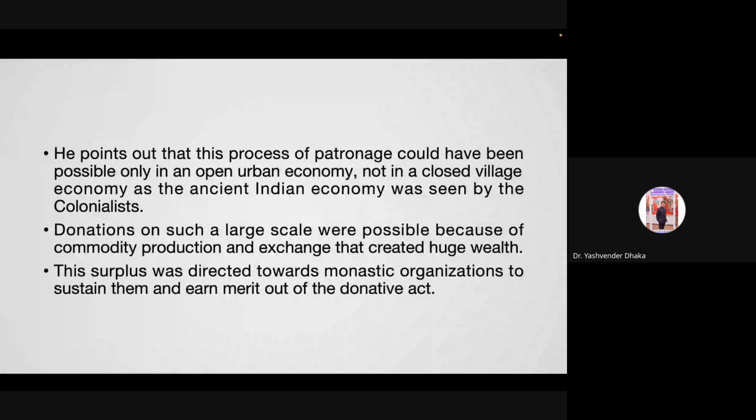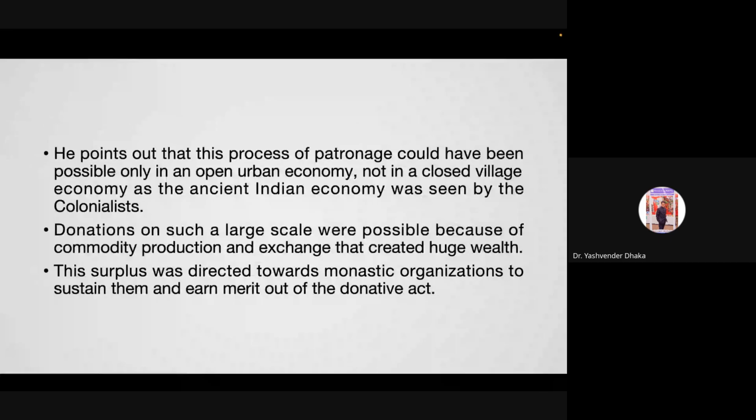Now, again, his monumental work points out that this process of patronage could have been possible only in an open urban economy. He is suggesting that the Indian economy was not a village economy, as the argument at that point of time was. It is not a closed village economy. It was very much an open urban economy. Donations on such a large scale were possible because of the commodity production and exchange that created huge wealth. We know Kosambi's Marxist lineage, but still his work is very important because he has an Indic perspective. Then this surplus was directed towards monastic organizations to sustain them and to earn merit out of the donative act, which is very true.